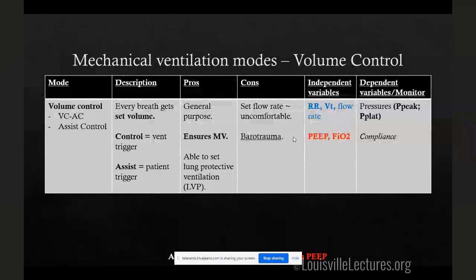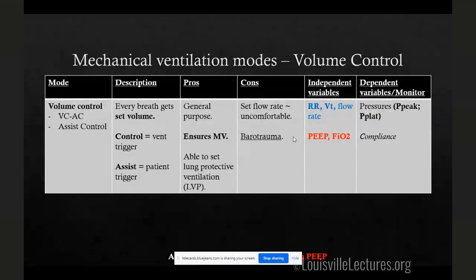What are the cons of this mode? Well, this is a little bit beyond the scope for interns and residents, but the flow rate is fixed, and so it's actually somewhat uncomfortable because you kind of breathe on a plateau, but it just shoots up and then you stop, and it's very disconcerting for most patients. The other con is that if you don't monitor your pressures, you can induce barotrauma or pressure-related injury.